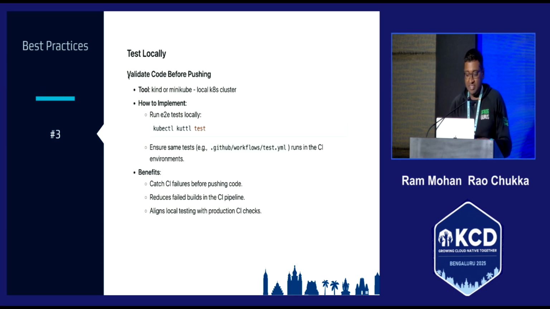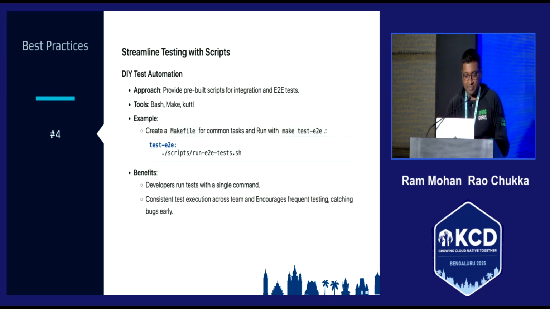I've shown you in the demo, a single command, kubectl cuttle test. You can integrate the same command in your CI flows so that it runs exactly the same, which actually reduces our broken builds or failed builds in the CI pipelines, and aligns local testing with production CI checks.